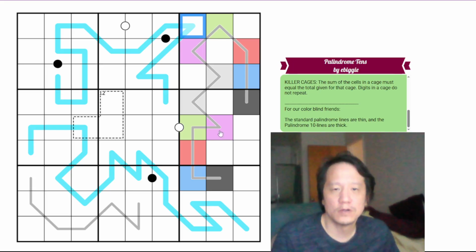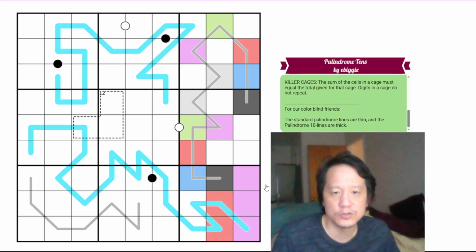Okay. This could be dark still. So one of these is dark. The pink has to match one of these three. The red must definitely match one of those two.